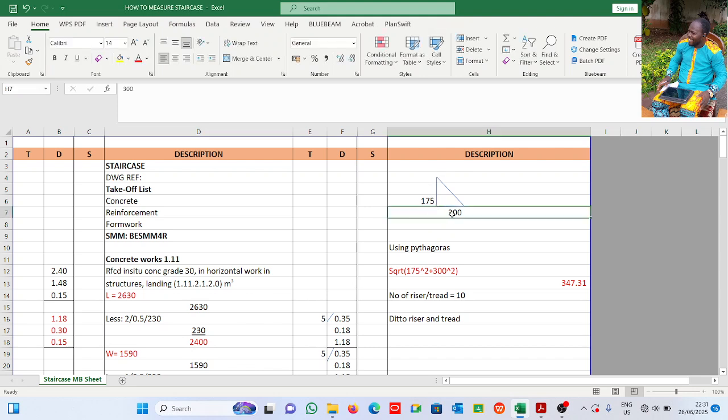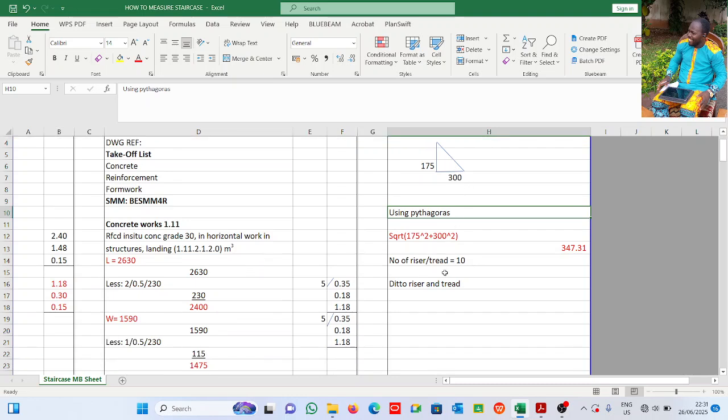175 by 300. To calculate the concrete here, I use Pythagoras to know what this length is. This is a form of a triangle, so we're going to treat it with the area of a triangle. If I do the calculation, I have 347.31, that's 0.35. That's what we have here, 0.35.